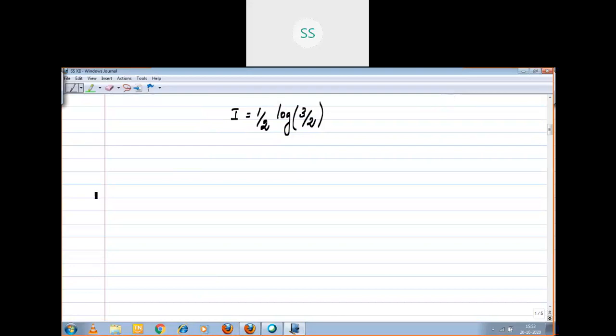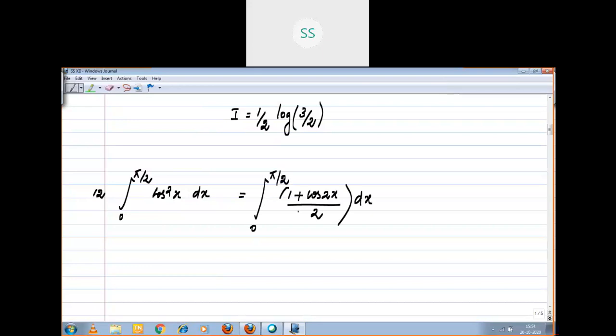Now, question number 12. Integral 0 to pi by 2 cos square x dx. The given integrand we cannot integrate directly, so you are going to replace the given function by a trigonometric identity which is equivalent to the given function. Integral 0 to pi by 2 cos square x can be replaced by 1 plus cos 2x divided by 2 into dx. Now you can integrate easily.